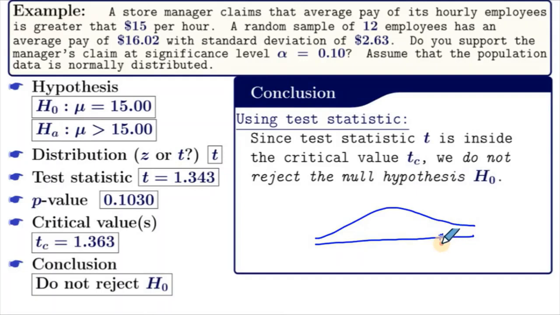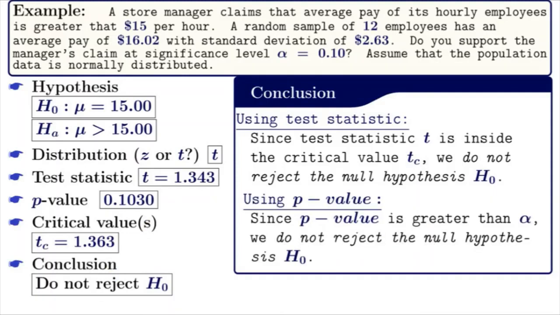Now, using test statistics, let me draw the graph here. So this point here is 1.363 and our test statistic is 1.343. So let's say this point here is 1.343. Looking at this diagram here, we can see that test statistic t is inside the critical value. So since the test statistic t is inside the critical value, we do not reject the null hypothesis.